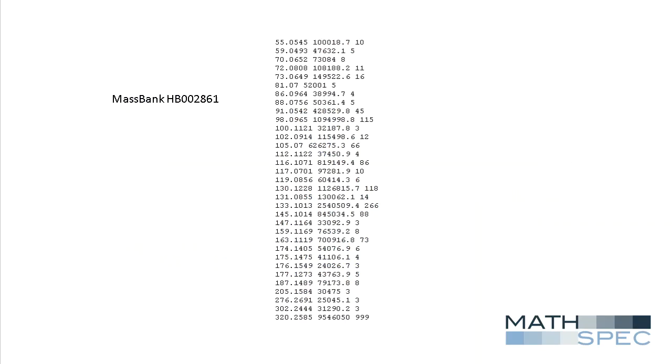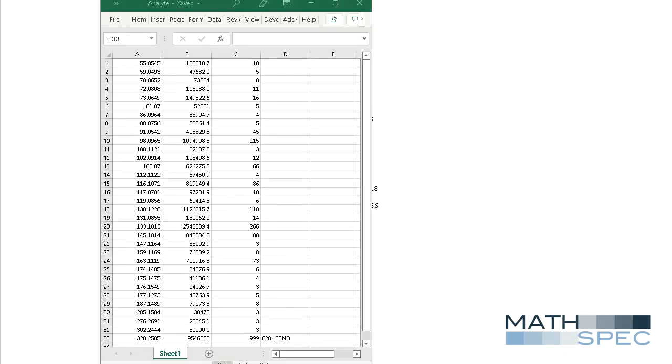I have cut and pasted the mass intensity data from MassBank into a Microsoft WordPad document and saved this as a plain text file. I then imported this data set into Sheet 1 of Excel. In column A are the masses, and in column B is the intensity of the corresponding fragment ion.